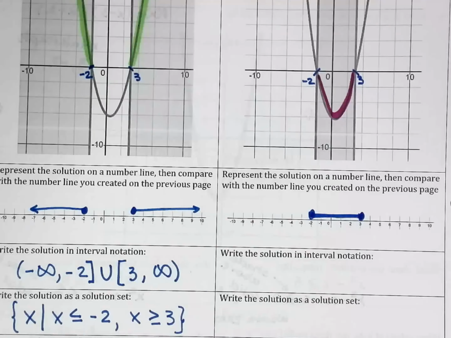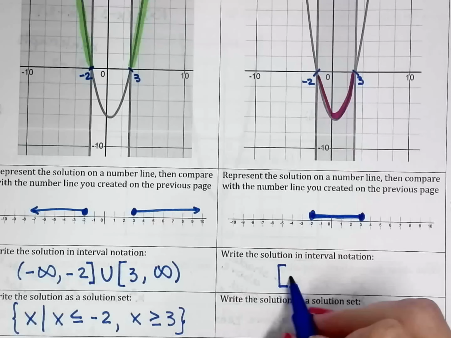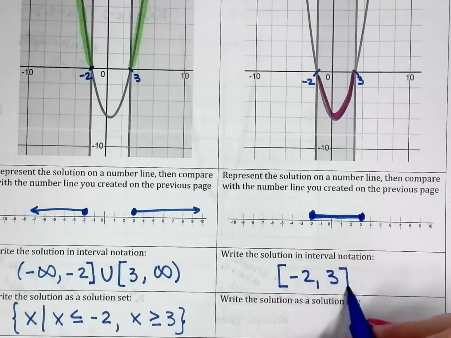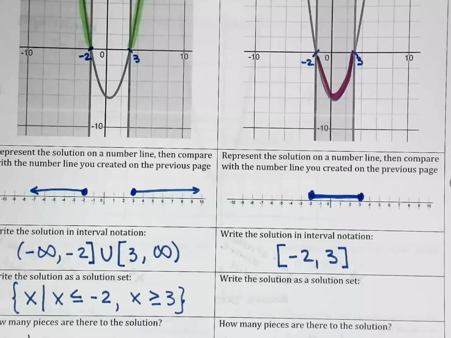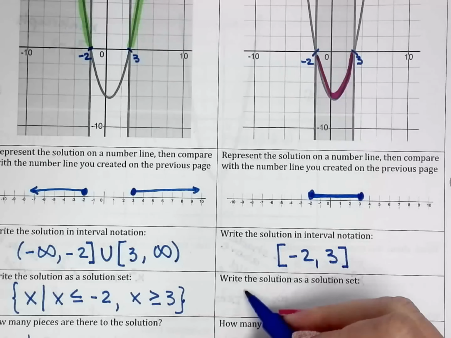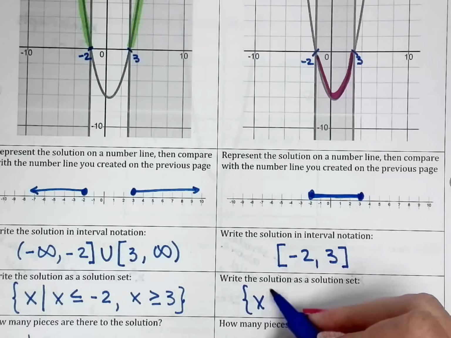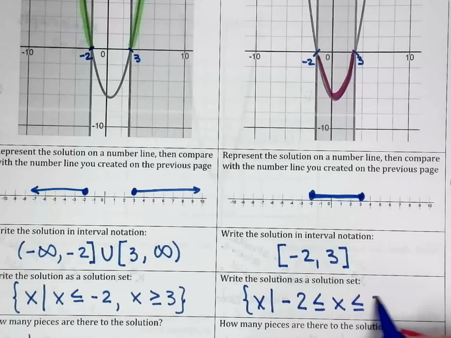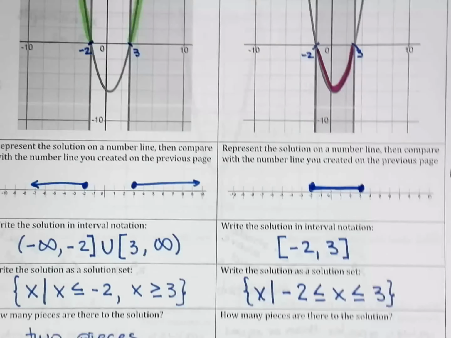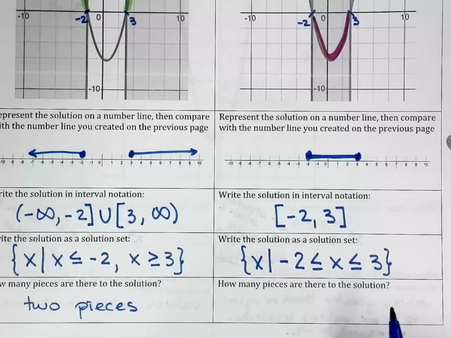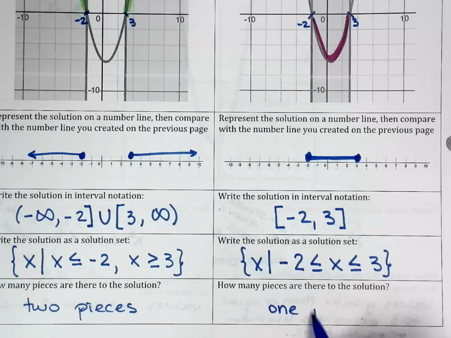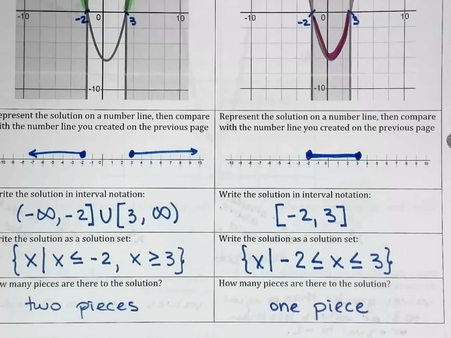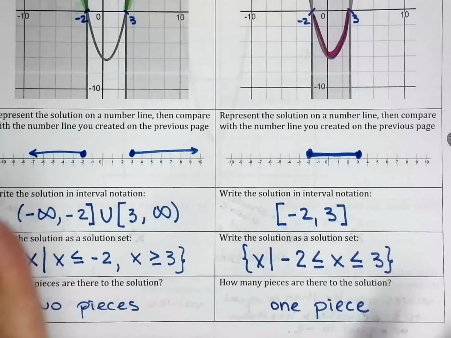Write the solution in interval notation. So I have -2, +3, and they're both inclusive. Write the solution set. So x is the set of all numbers between -2, less than or equal x, less than or equal 3. Okay, how many pieces do we have? We have only 1 piece. 1 piece is all together, 2 pieces, it's like split up.